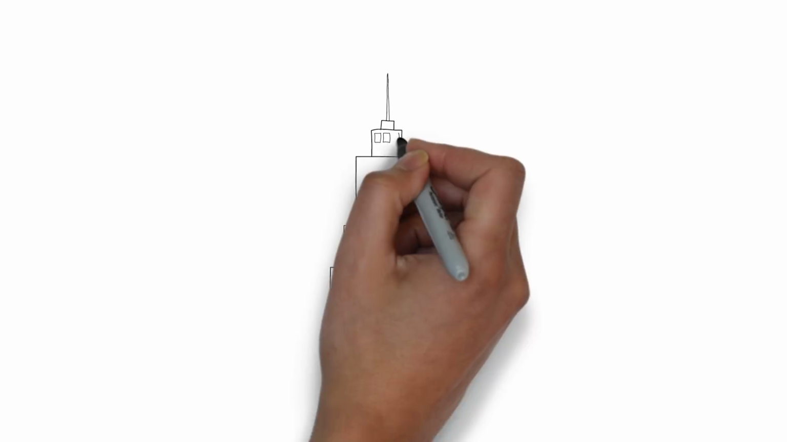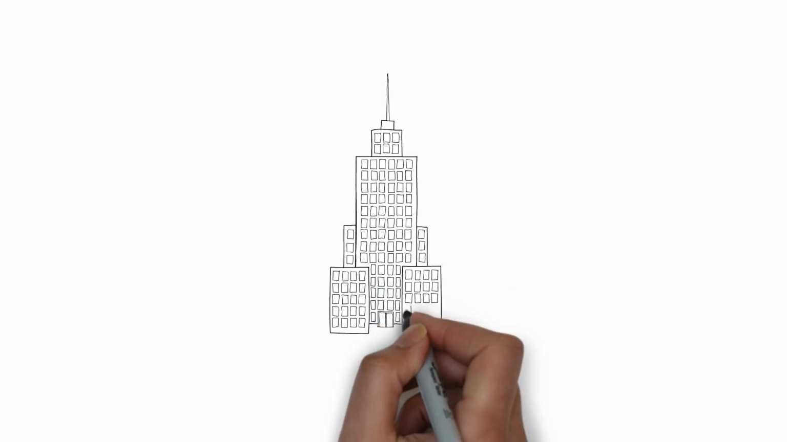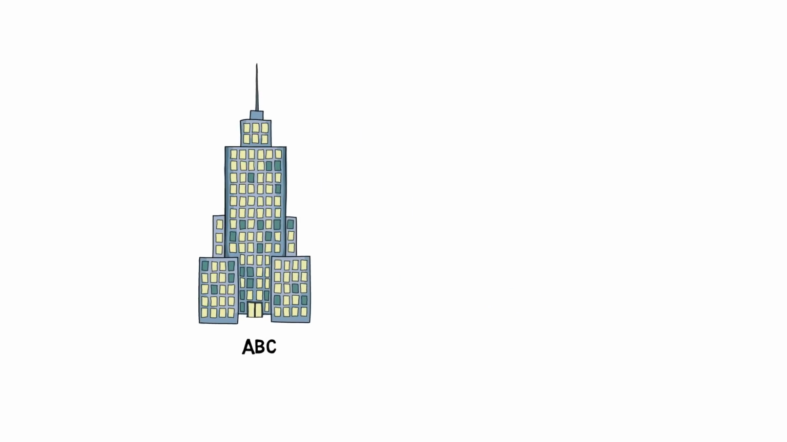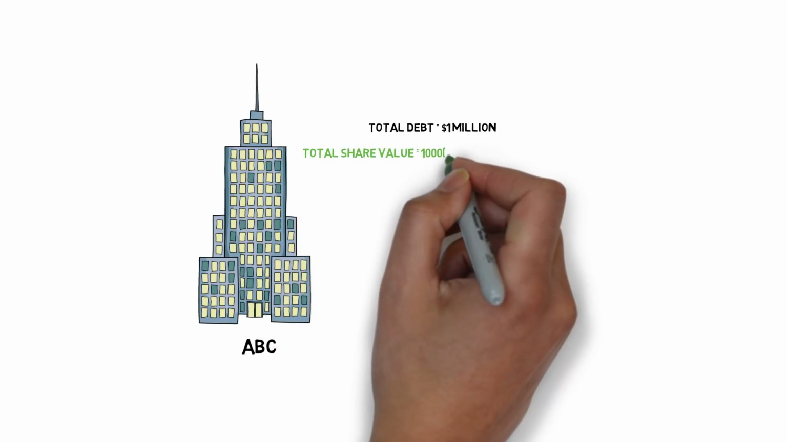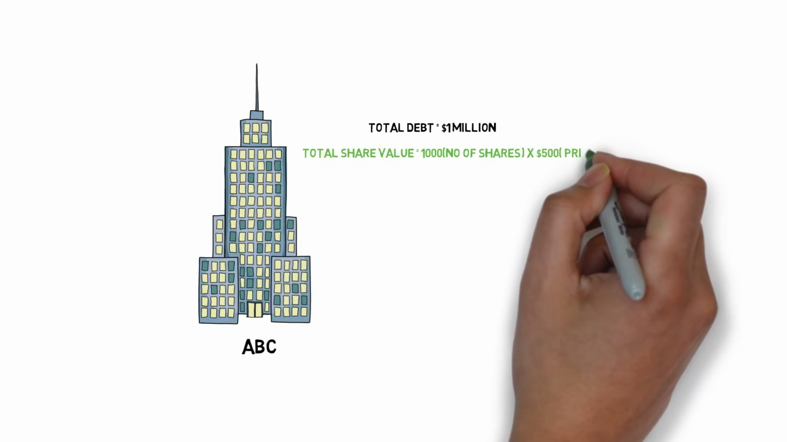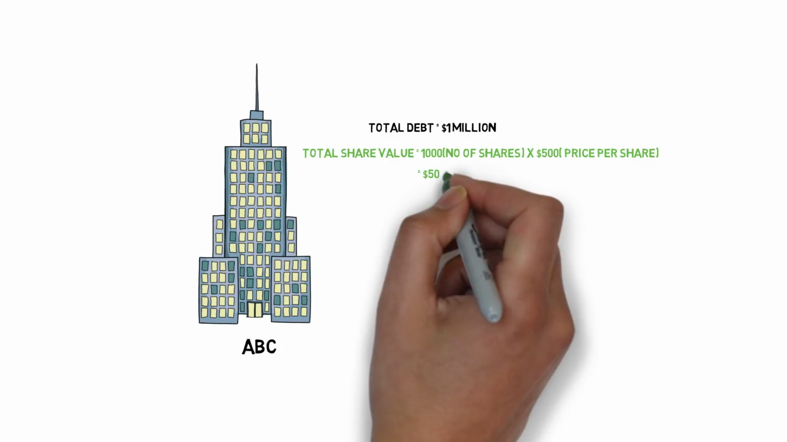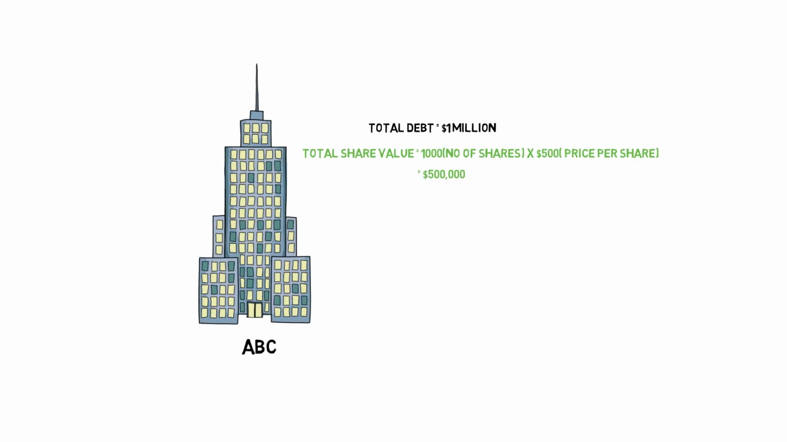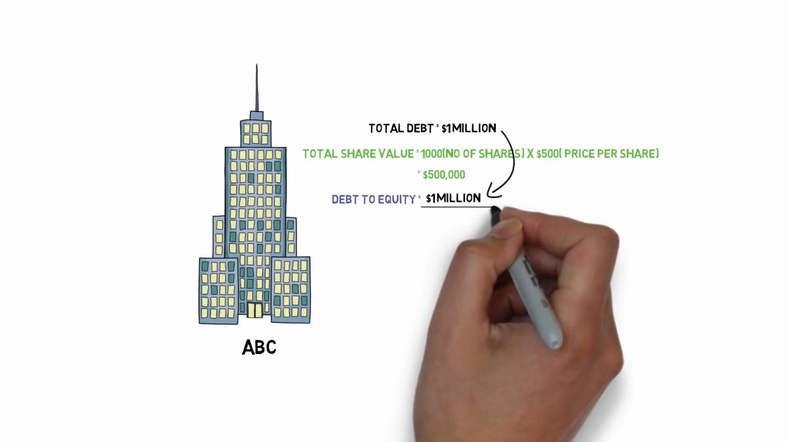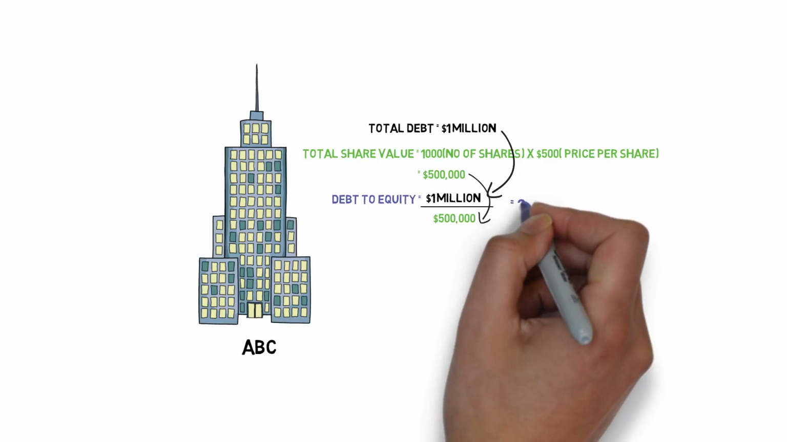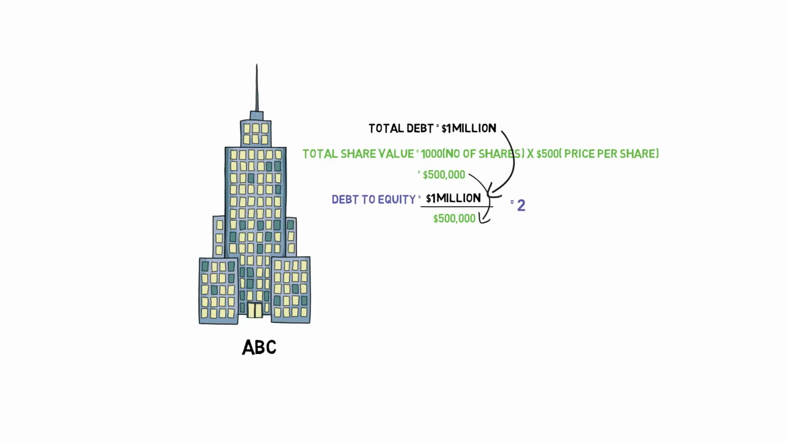Let's explain this through an example. ABC has a total debt of $1 million. Total value of its stock will be 1,000 multiplied by $500, which is equal to $500,000. So debt-to-equity ratio will be $1 million divided by $500,000, which is equal to 2. In other words, the company has leveraged twice the amount of money that it has on stocks.